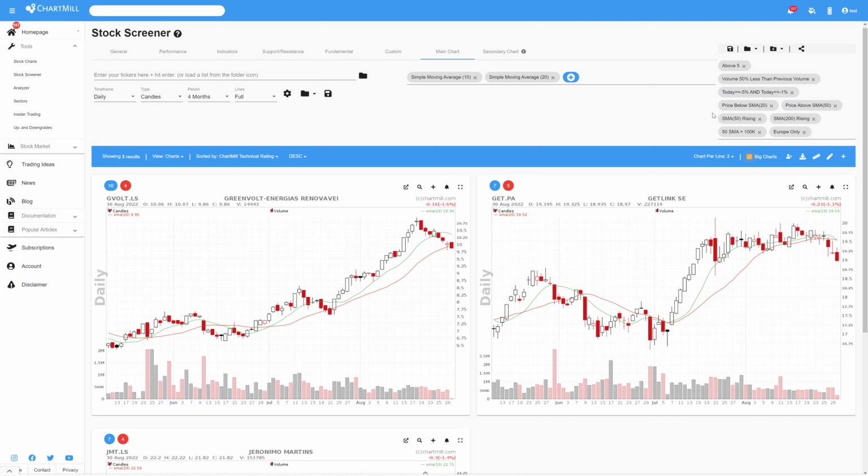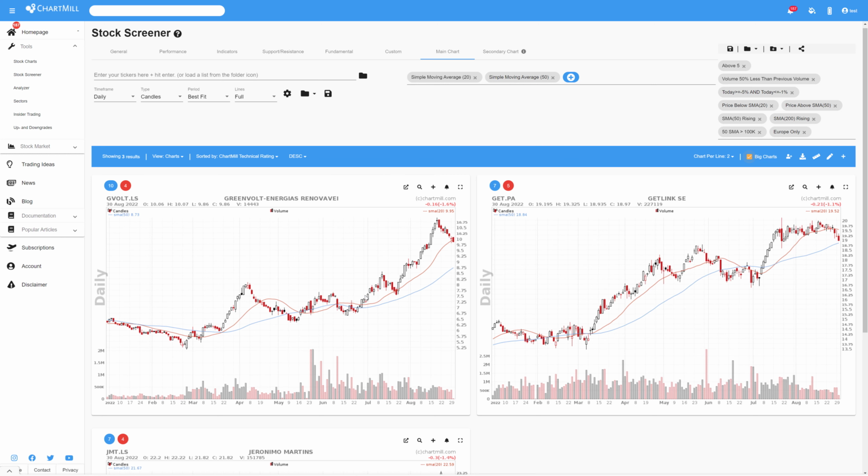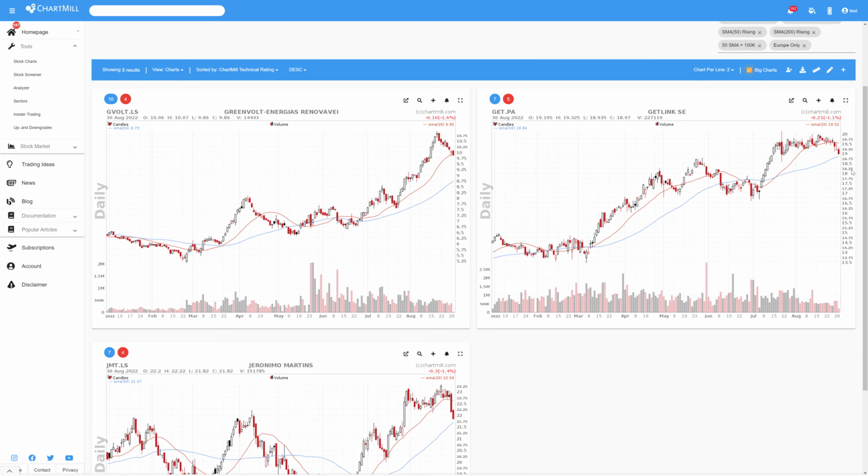Now, as I'm using the 20 and 50 simple moving average, I have also some specific chart settings. So go to the main chart, and then by clicking on this folder, I have created already some predefined chart settings, SMA 20, SMA 50, as you can see over here.